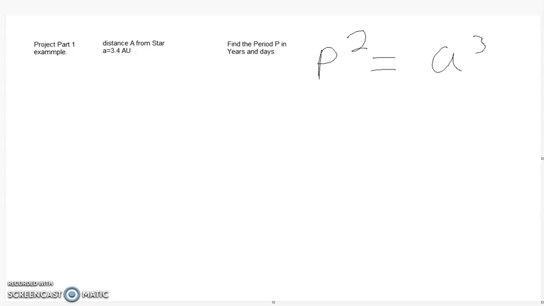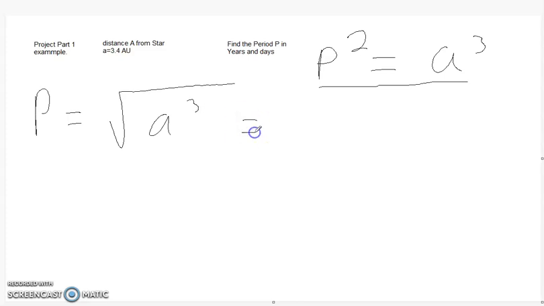All right, so to take this equation right here and use it to solve for the period, of course I'm going to rearrange it. This is just a little bit of algebra. Since it's P squared, I have to take the square root of both sides. So the period is going to be the square root of A cubed. All right, so this is fairly easy, and now I'm going to put the numbers in.